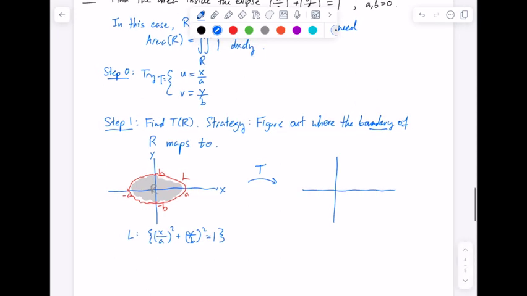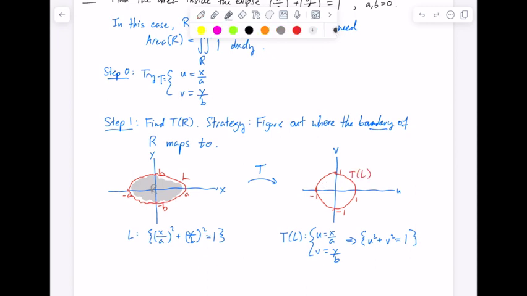And the image of this in the UV plane we could simply calculate just by plugging in our chosen transformation. And this just gives us u^2 + v^2 = 1. And that's simple enough to draw because that's just a circle of radius 1. So that is the image of our boundary L. And within this image of our boundary is going to be the image of our region, R. So the shaded region is T of R.